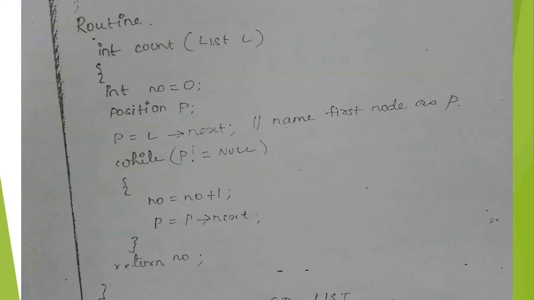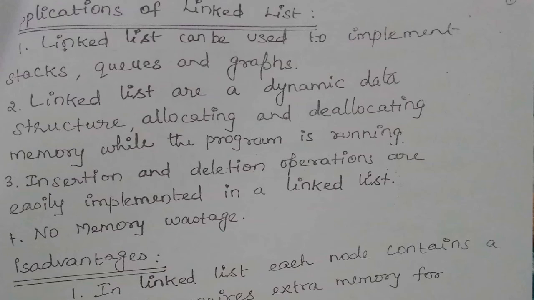So count was 0. Now it will be count = count + 1, or number = number + 1, and set P's next node as P. If P is null, stop the loop and return the number of nodes in the linked list. Then applications of linked list. Why do we use linked list? Linked list can be used to implement various data structures like stacks, queues and graphs.